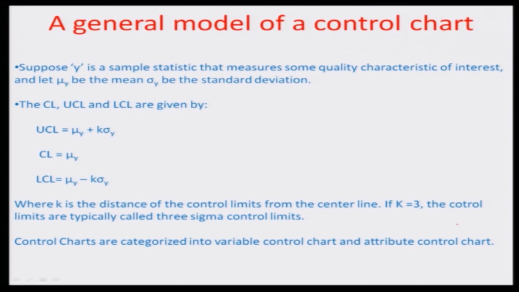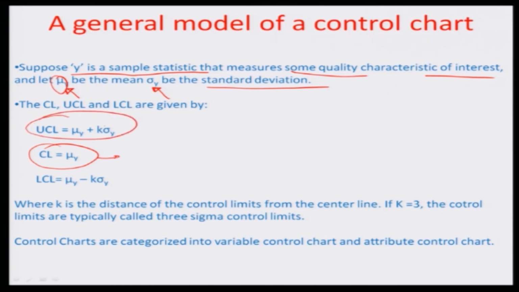So how do we really plot? So you have let us say y, which is a sample statistic that measures some quality characteristic of interest, and let us say there is an average mu y and a standard deviation sigma y. So obviously the CL, the center line, would be about the mean, and the UCL would be mu y plus some factor k times sigma y, and the LCL similarly would be mu y minus k sigma y, and k is actually the distance of the control limits from the center line.